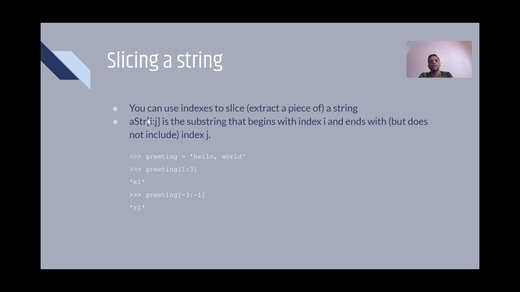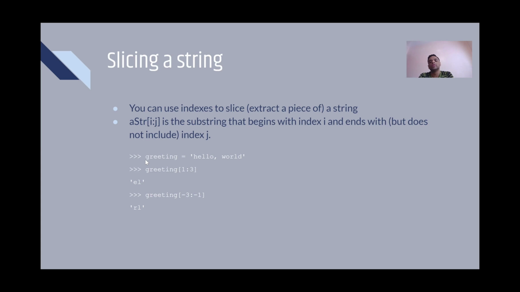This is your string variable, right? Whatever you call your string variable, square bracket, I, colon, J. This means it is a substring that begins with index I, so it starts with index I and ends with, but does not include, index J. It ends at index J, but it does not include it. You go from the beginning to the end, but you do not include the end. And I'll show you that in the example.